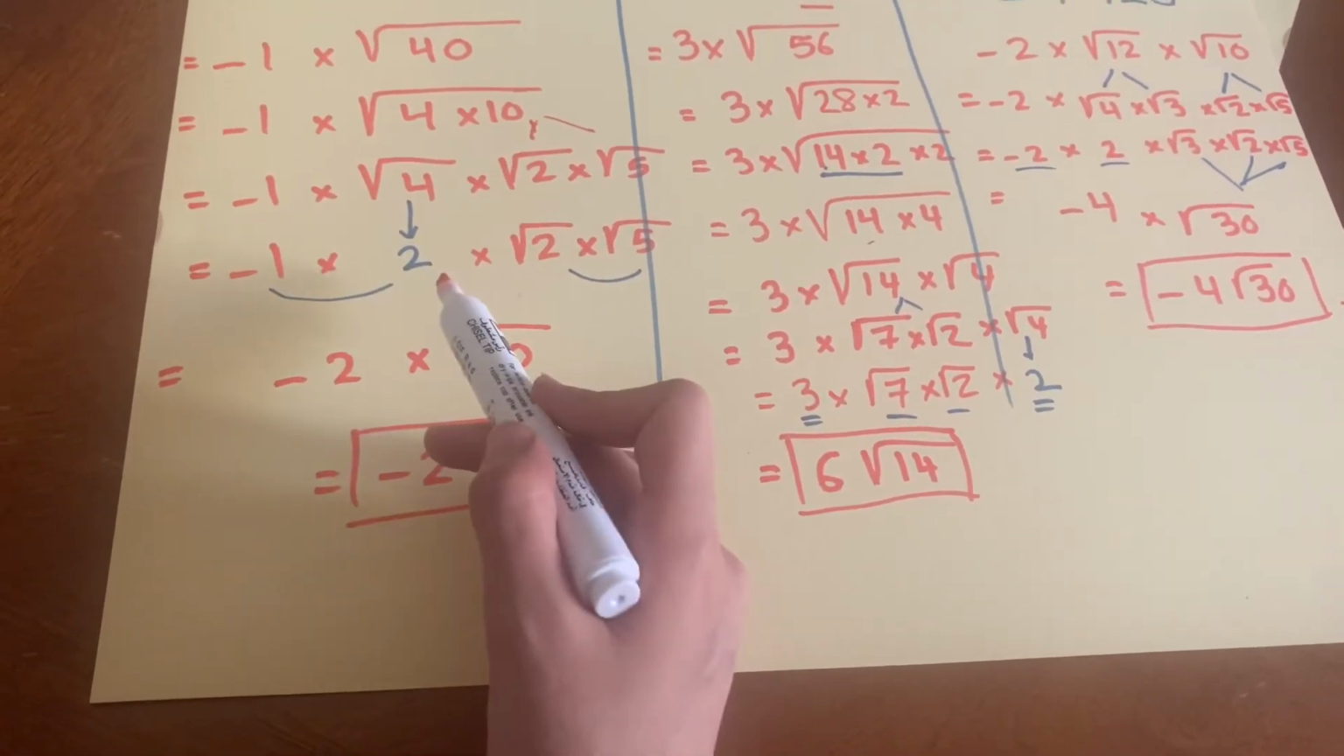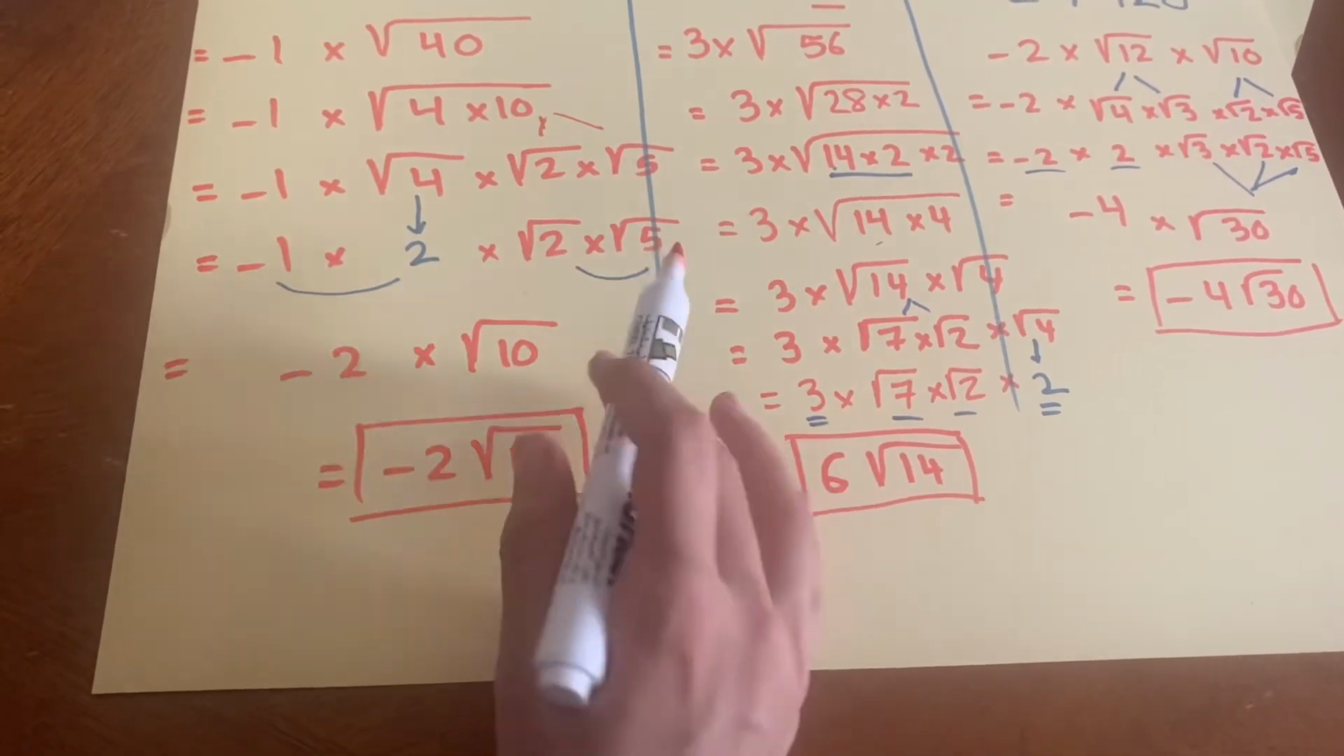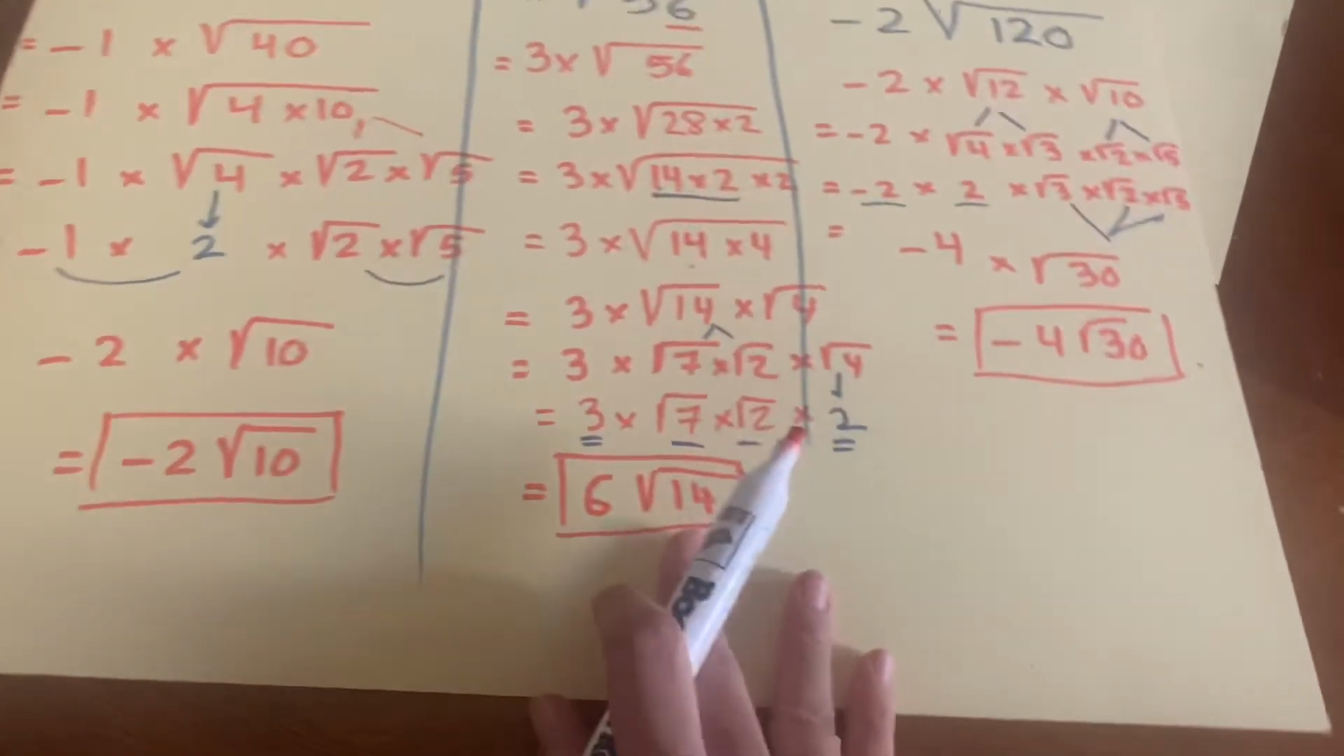What's my minus 1 times 2? It's minus 2. And you still have radical 2 times radical 5, which is radical 10. So my answer is minus 2 radical 10.